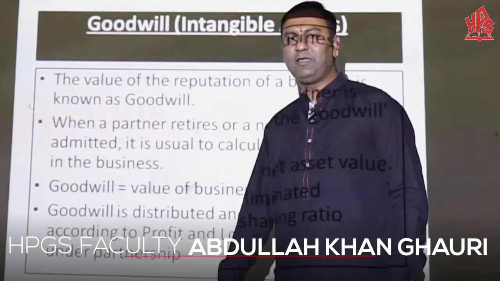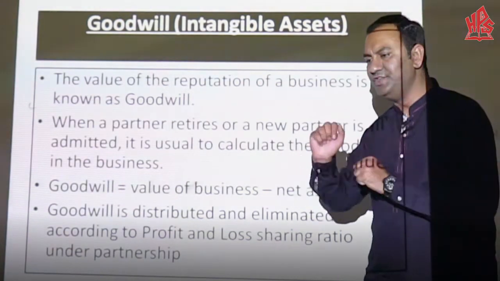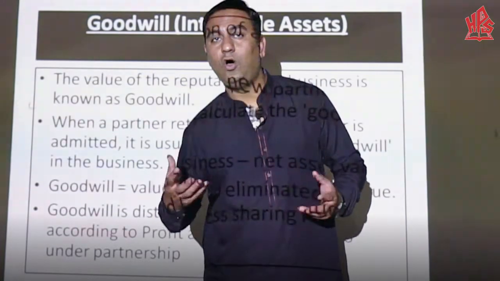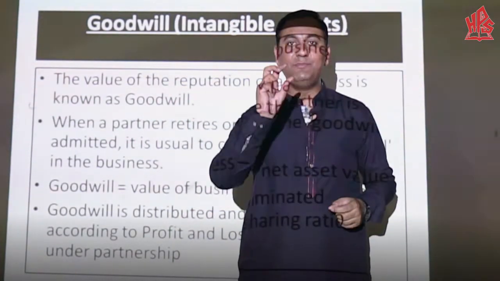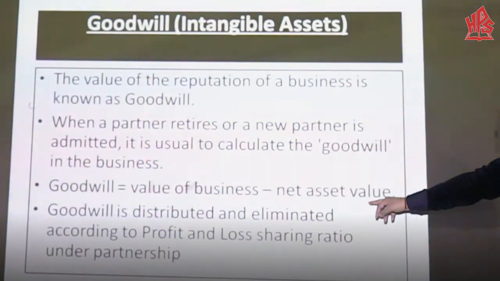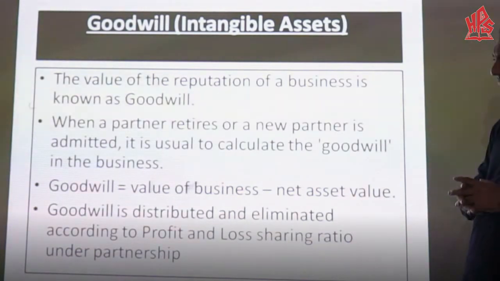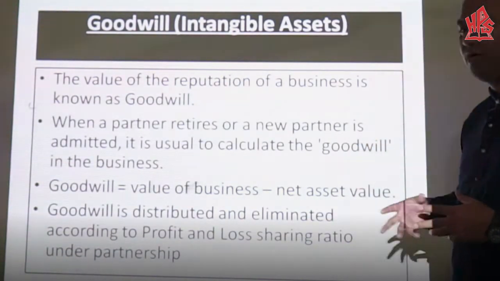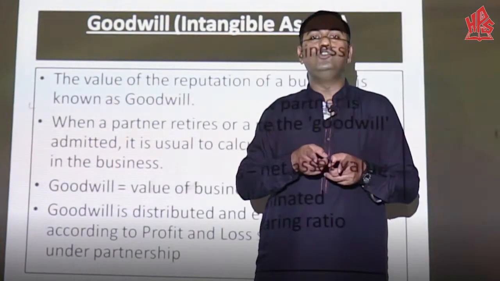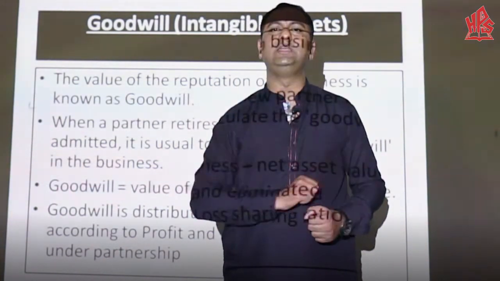Yes, friends, the last segment of our partnership revision is about goodwill. This is the theoretical revision. Goodwill, we know that the reputation of the business is known as goodwill. The goodwill can be calculated by a particular formula: the value of the business minus net assets value. This is the formula for goodwill. And we know that goodwill is always distributed among each partner according to the profit and loss sharing ratio.